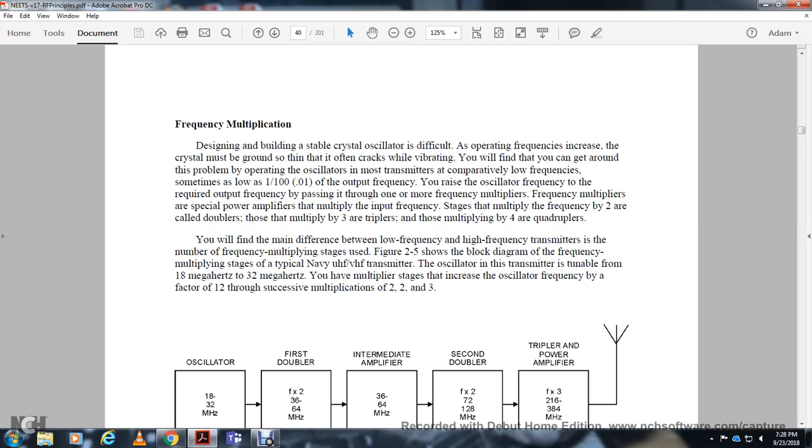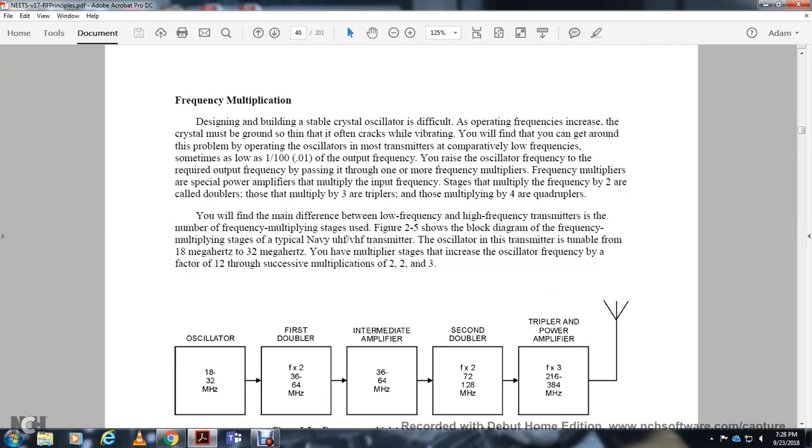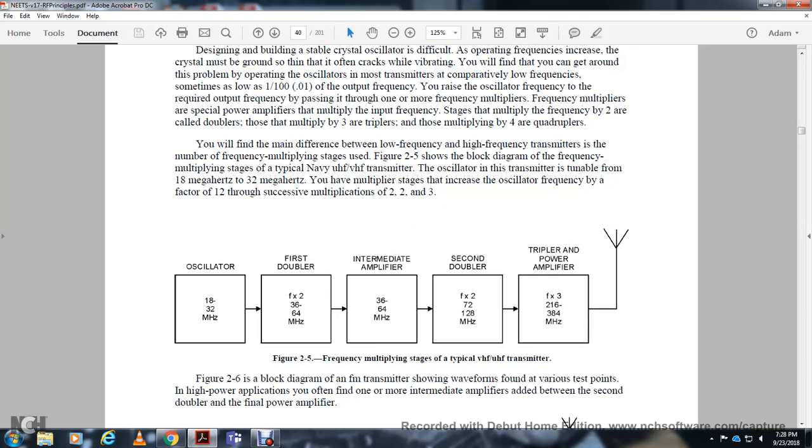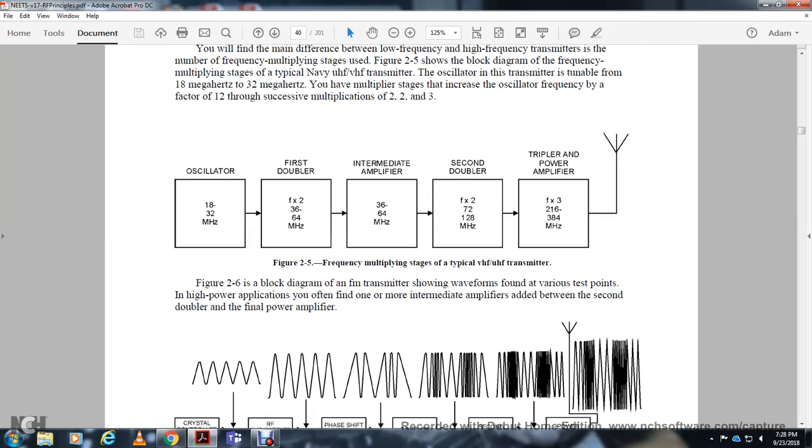You will find that the main difference between low-frequency and high-frequency transmitters is the number of frequency multiplier stages. Figure 2-5 shows the block diagram of frequency multiplier stages, typical of Navy ultra high and very high frequency transmitters. The oscillator is tunable from 18 to 22 megahertz, and the multiplier stages increase the oscillator frequency by a factor of 12, thus successive multiplications of 2, 2, and 3. The stages are: oscillator, first doubler, intermediate amplifier, second doubler, tripler, and power amplifier.